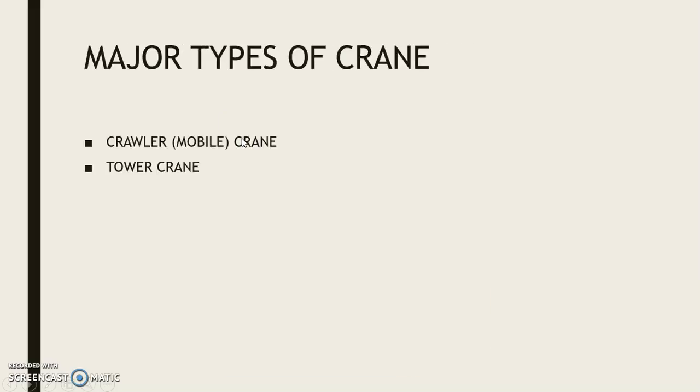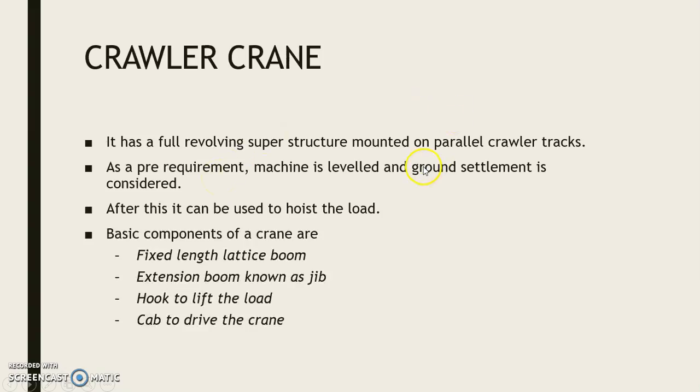So yes, we have seen the major types: crawler cranes and tower cranes. Now regarding a crawler crane, let us see. It has a fully revolving superstructure mounted on parallel crawler tracks. The crawler tracks will be on both sides of the equipment. As a prerequisite, the machine is leveled and ground settlement is considered. Because it lifts heavy loads, you need a firm base to support the equipment or crane. So your machine should be leveled and your ground settlement should be considered while placing it on the site.